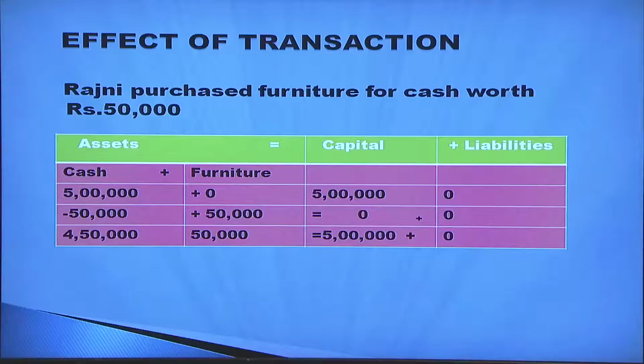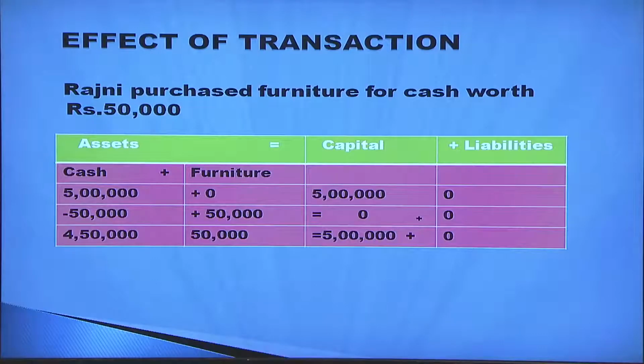Cash under the cash column, cash will come under asset. So, under the cash column 5 lakh, capital 5 lakh. Rajni purchased furniture for cash. So, furniture being an asset, it can be included as another column. Furniture is another column, and purchase furniture for cash.